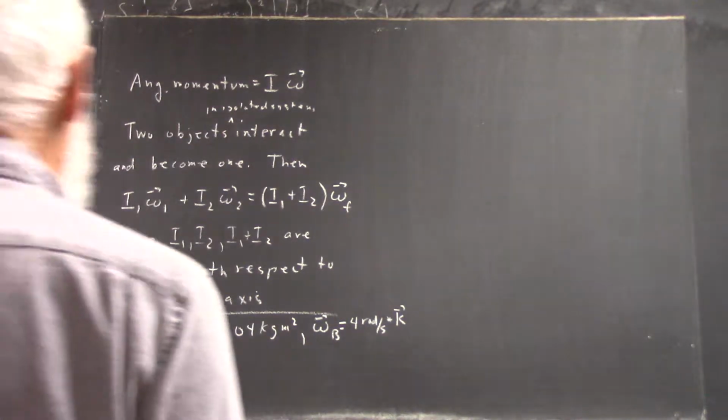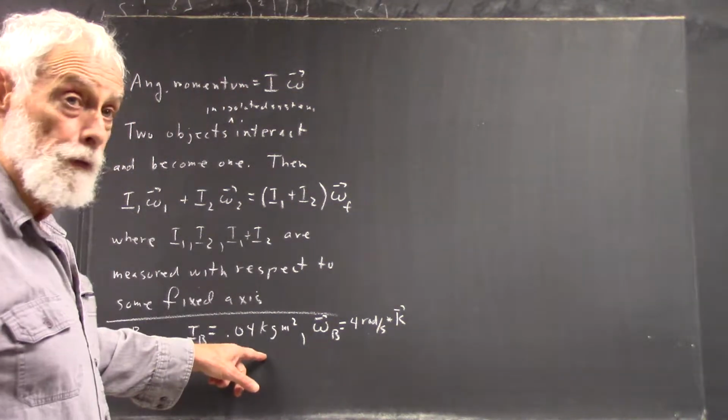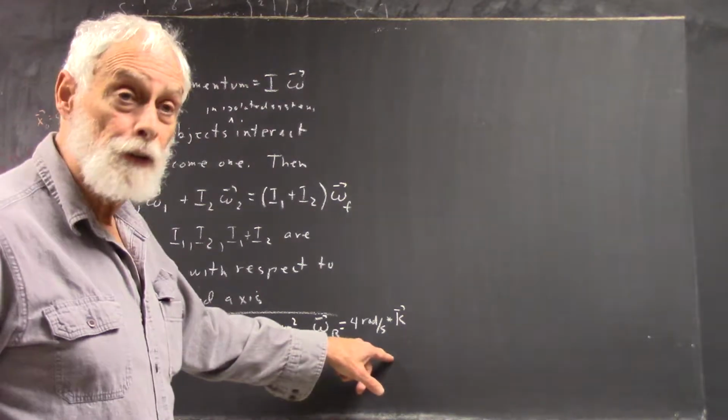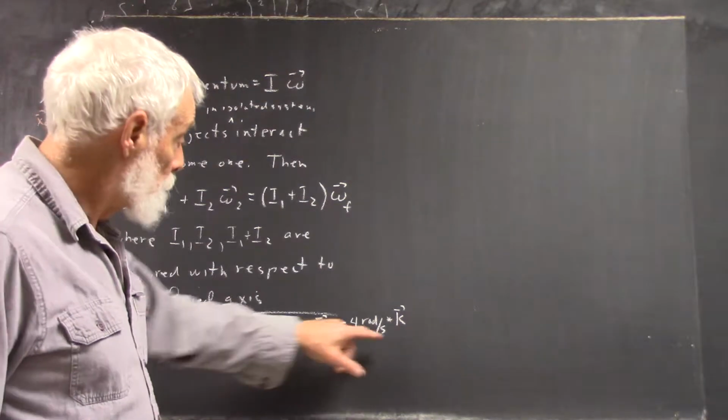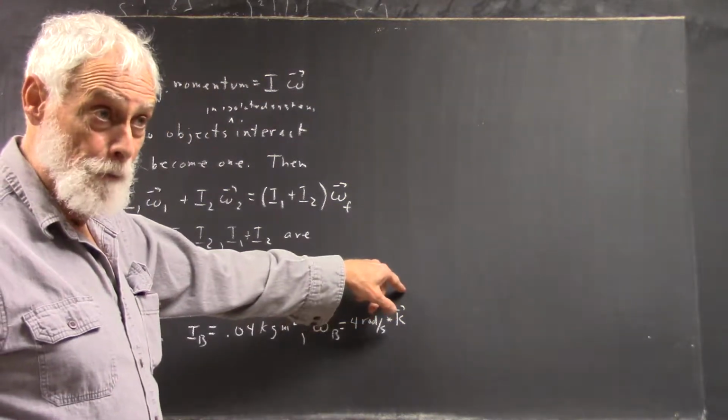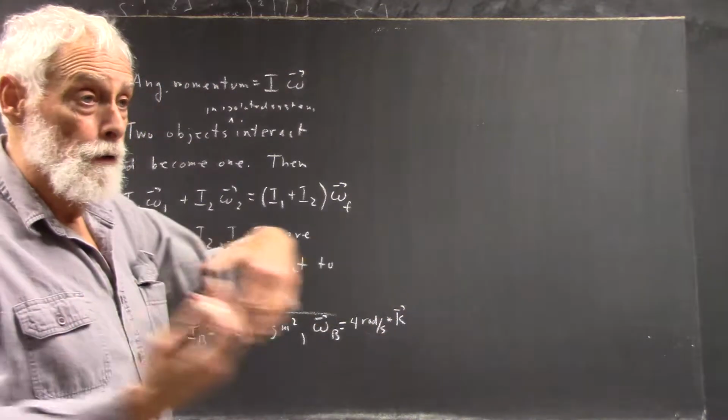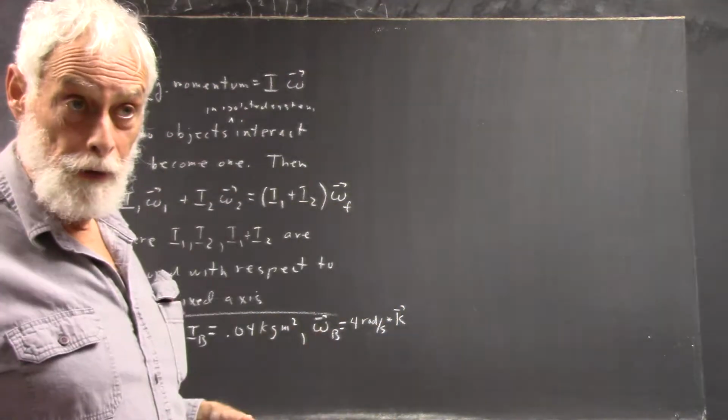Okay, so we're going to assume we've got a loaded beam with this moment of inertia rotating at this angular velocity. This is a vector angular velocity with a k, k being perpendicular to the plane in which the beam is rotating.